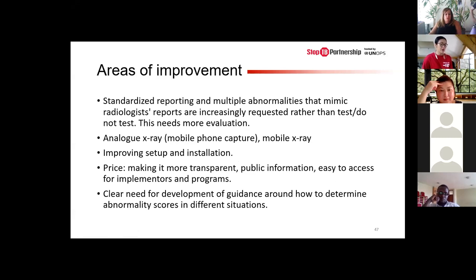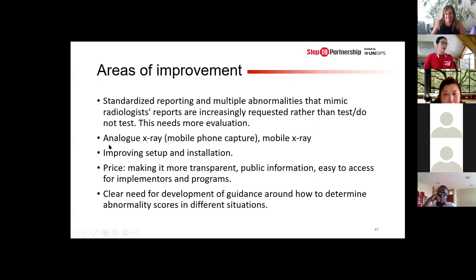And this is where I wanted to address Casey's point. This is what we want to advocate to the industry, to the developers, what we would like to see improved in the future. As Jacob mentioned, standardized reporting is really important, especially the ability to report multiple abnormalities and mimic a human radiologist report, which is increasingly requested, rather than just saying yes or no, test or not test, screen or not screen, or just giving a numeric score.